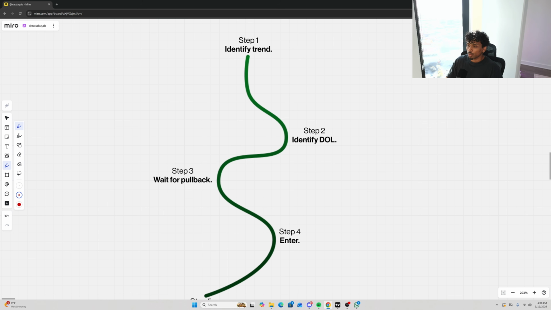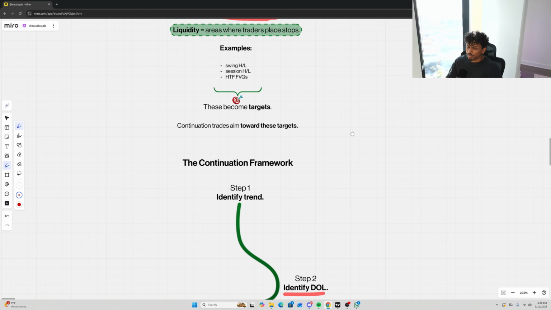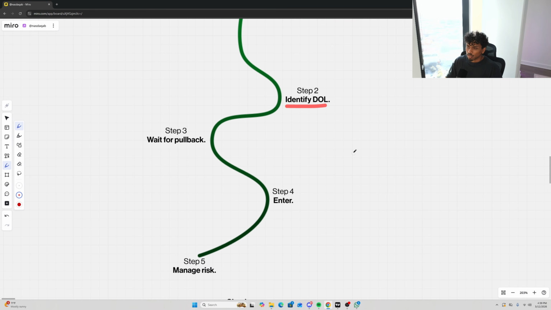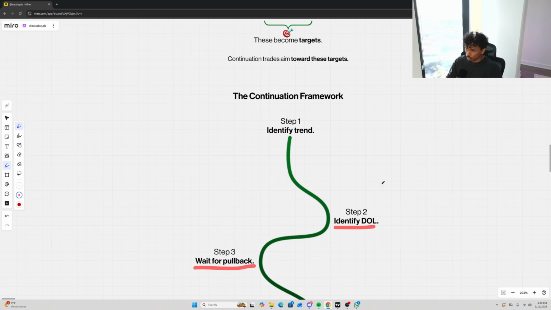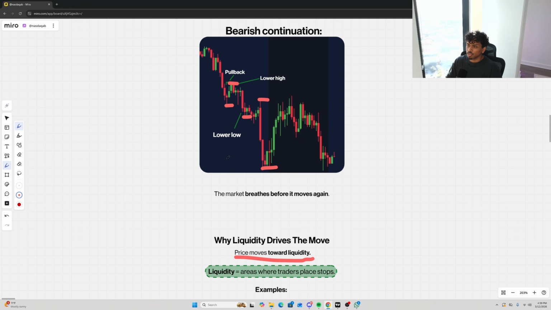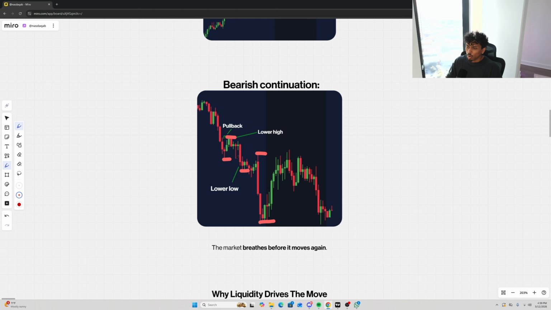Now, number two, we want to be identifying our draw on liquidity. This is very, very important. Our drawn liquidities we've already established. We have swing highs and lows, session highs and lows, and unfilled higher time frame fair value gaps. Now we wait for our pullback. So pullback is very, very important in order for us to take a trade. It can again be in the distribution phase of the leg where we pull back into these fair value gaps in order for us to take a trade.